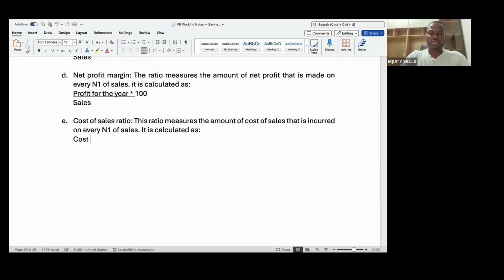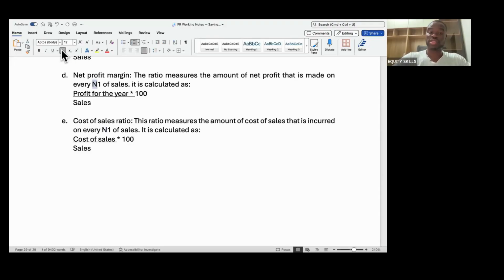Very similar to gross profit margin, it is cost of sales over sales. It's computed as cost of sales over sales. And again, it is the amount of cost of sales incurred on every sale.